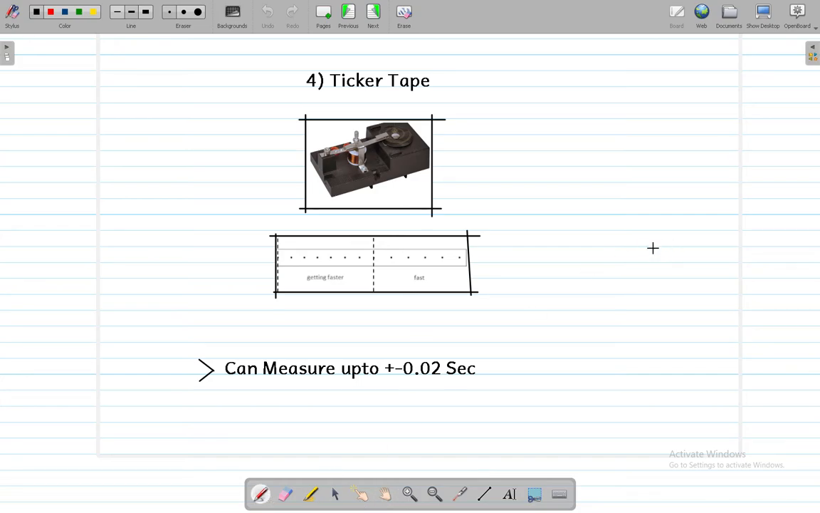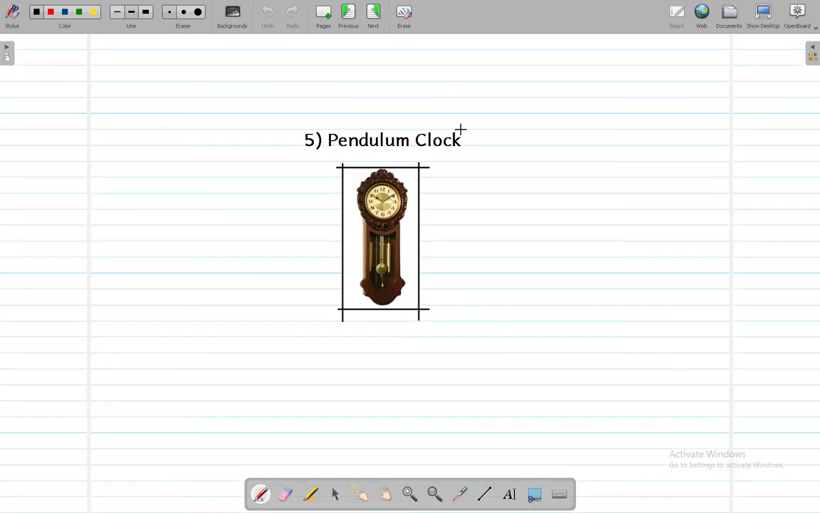used in some of the physical experiments. As you can see some of the dots here, it shows that as the distance between the dots is increased, like you can see the distance here is much lesser than this one. This distance is actually lesser, but this one is actually farther away, which shows that the vehicle is actually getting faster. Apart from that, the accuracy of ticker tape is that it can measure time up to plus minus 0.02 second.